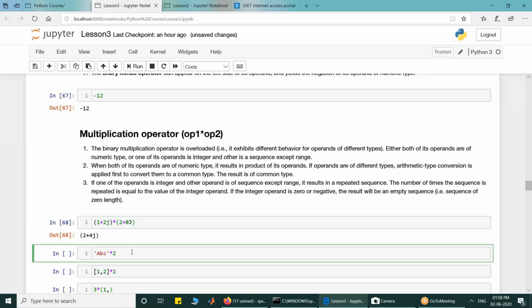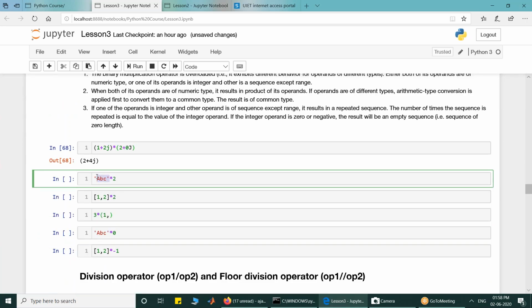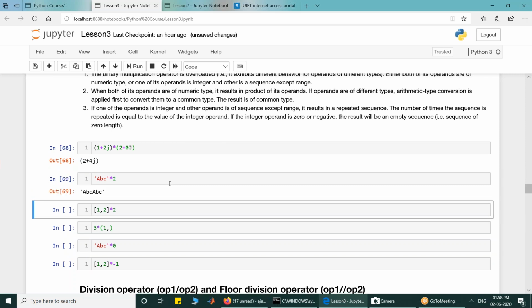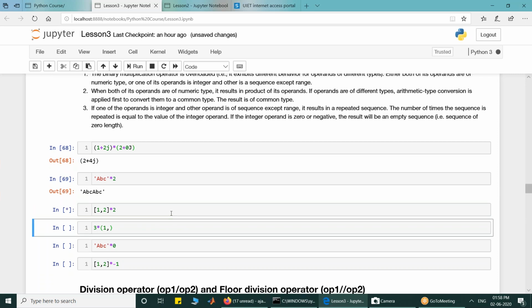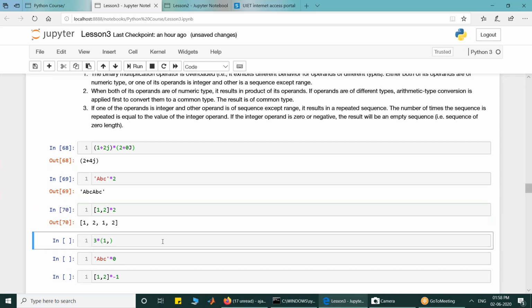The other case is a sequence and an integer. ABC is a sequence. Remember, a string is a sequence. When the operator is applied on a sequence and an integer, it results in repeating the sequence. So when you write ABC into 2, you will get ABC, ABC. Yes, Ishan, it is ABC, ABC. When you write 1, 2, this is a list, again a sequence, so you will get the repeated sequence 1, 2, 1, 2.